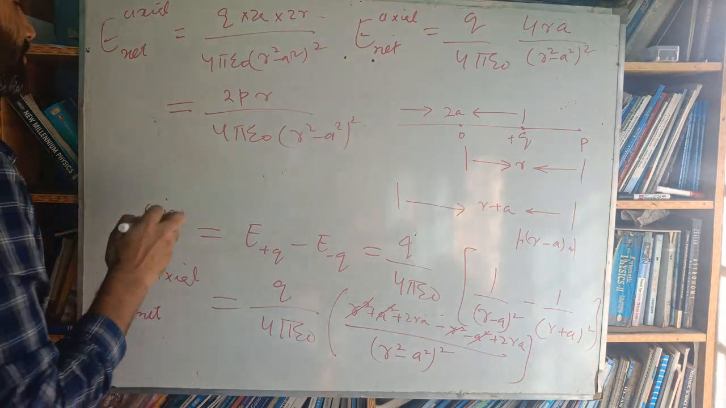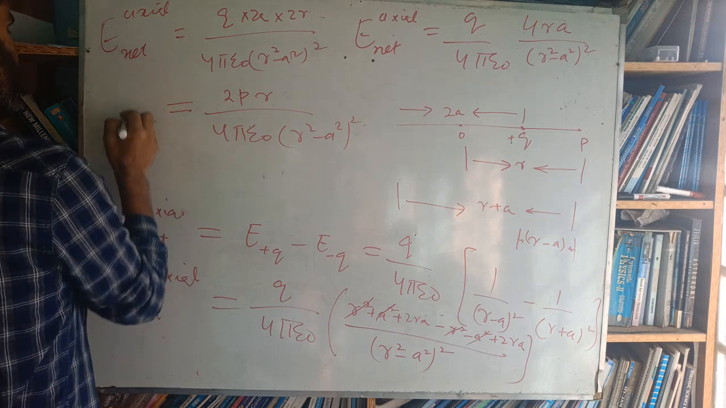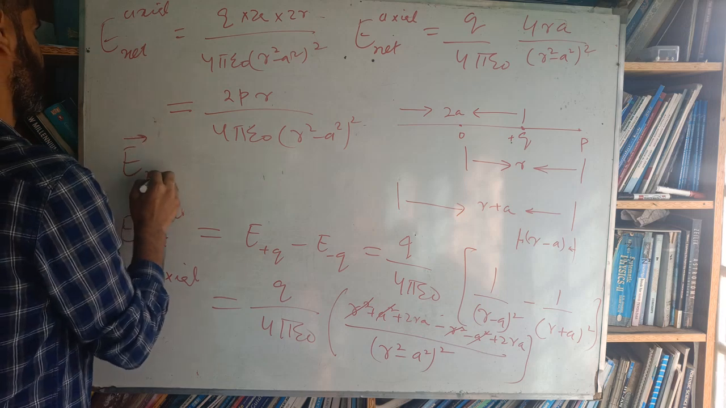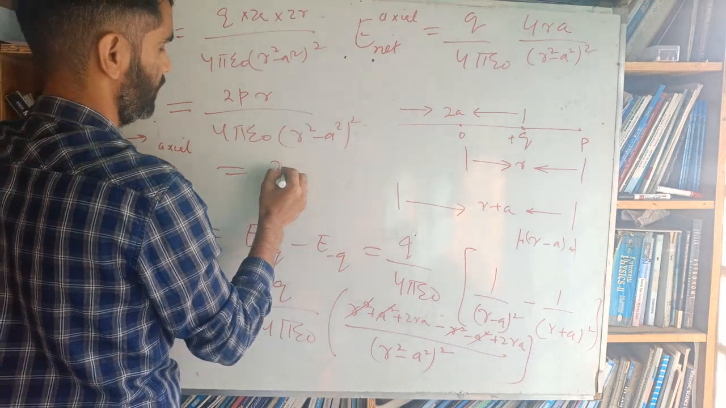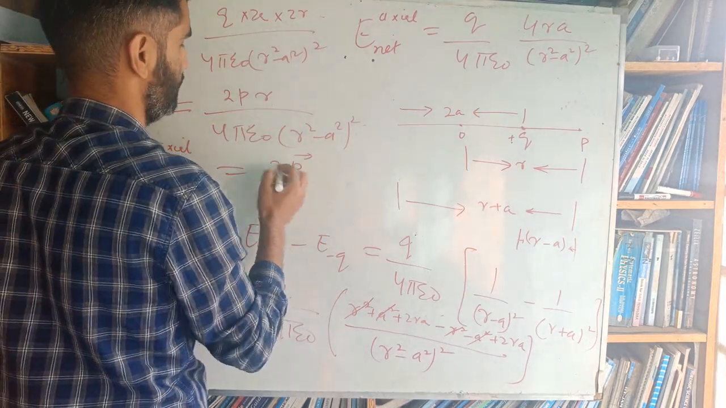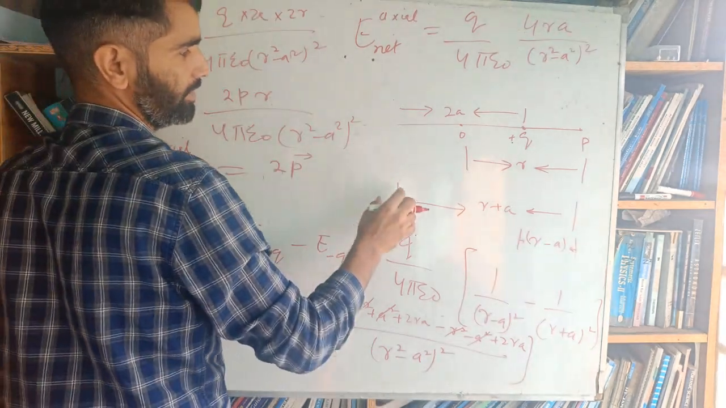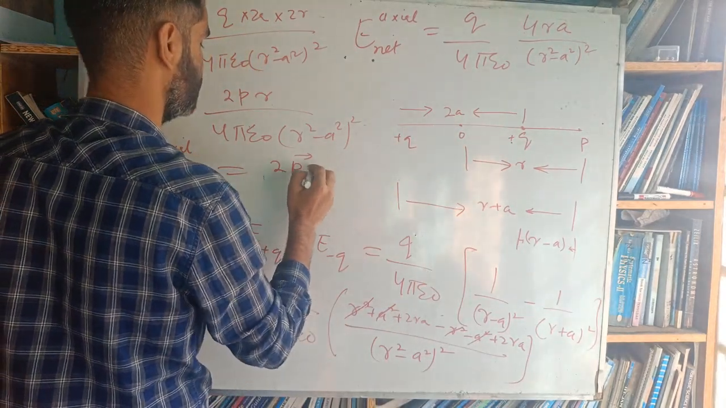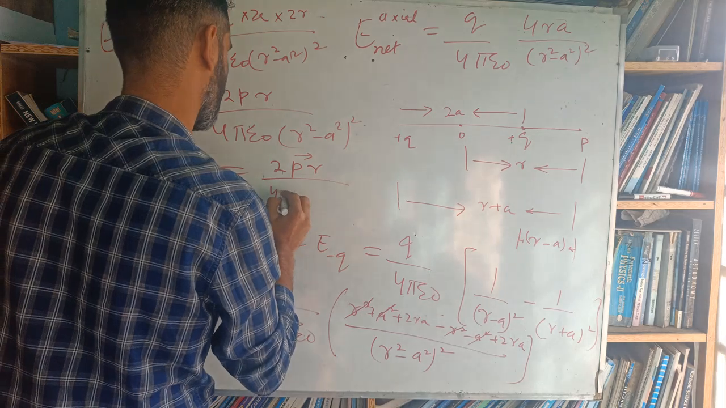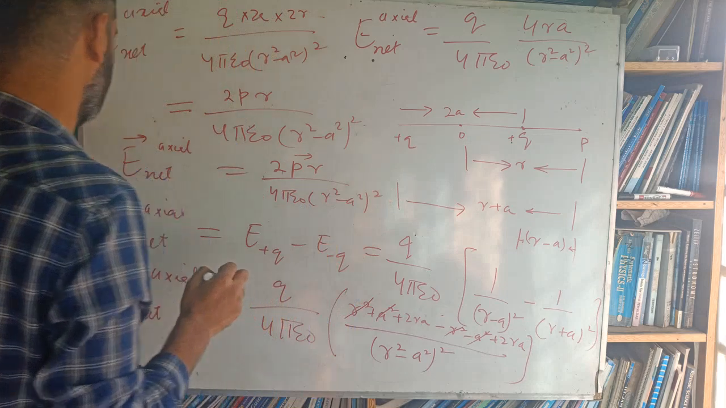The direction of this electric field intensity, in the vector form, if I write it as E net on the axial line, will be the same as the direction of the dipole moment, that is from minus q to plus q, over 4 pi epsilon naught r square minus a square whole square.